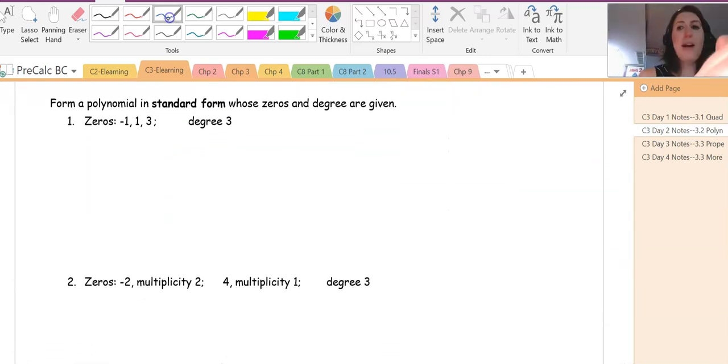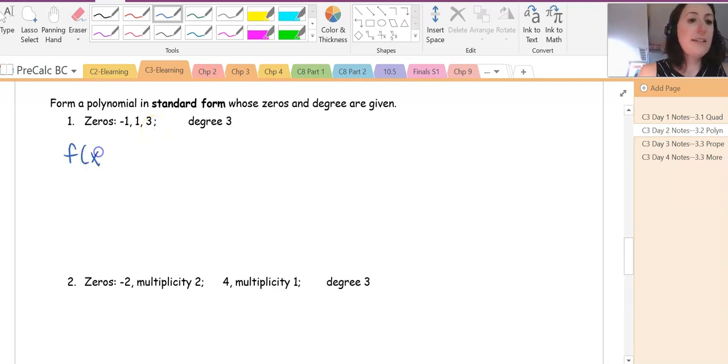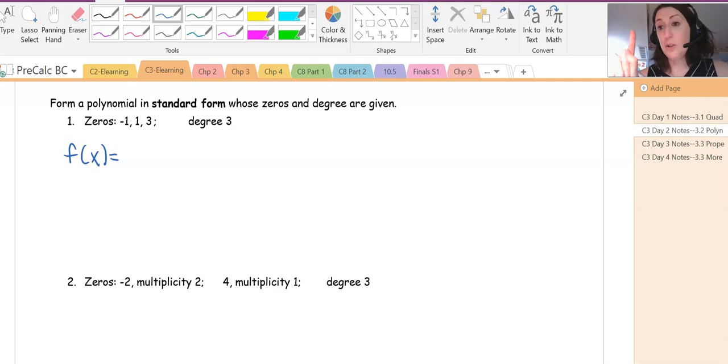All right, so let's practice this a little bit. We're going to form a polynomial in standard form whose zeros and degree are given. So here are our zeros. Make sure you have your f of x equals. And they tell us our overall degree. Well look, since you have 3 zeros and your overall degree is 3, that means each of these zeros has to have a multiplicity of just 1, which would mean that this graph would be crossing at each of these places.